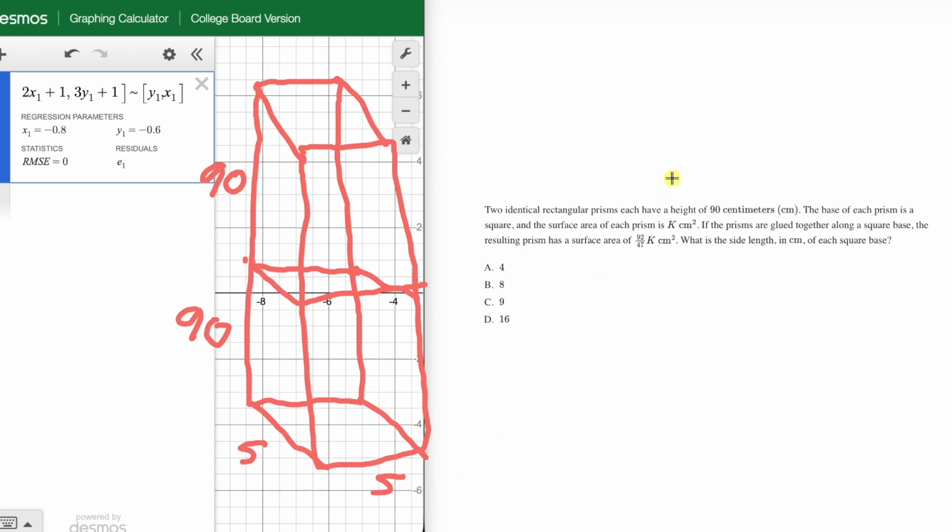So the first thing here is we want to create some equations. So what we can do is utilize what is given in the problem to make our equations. First off, it tells us that the surface area of each prism is k centimeters squared. So just looking at one of these prisms, we know that the surface area is just adding all the areas of all the sides combined.